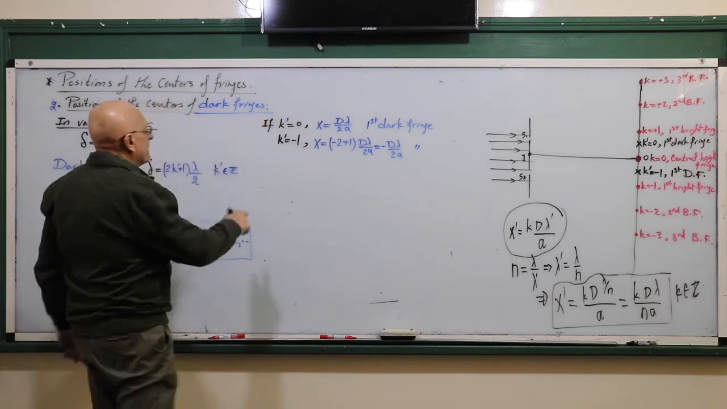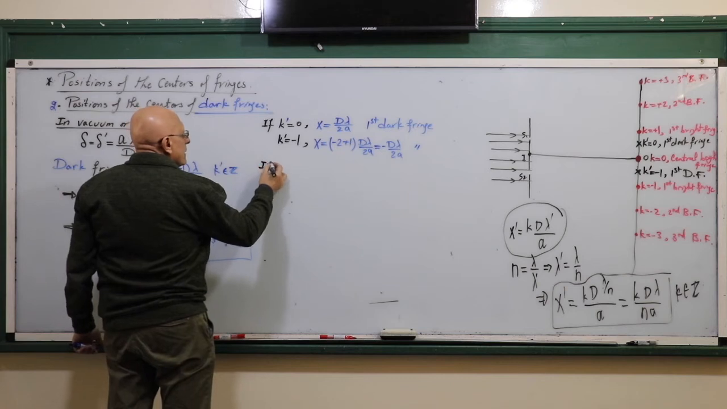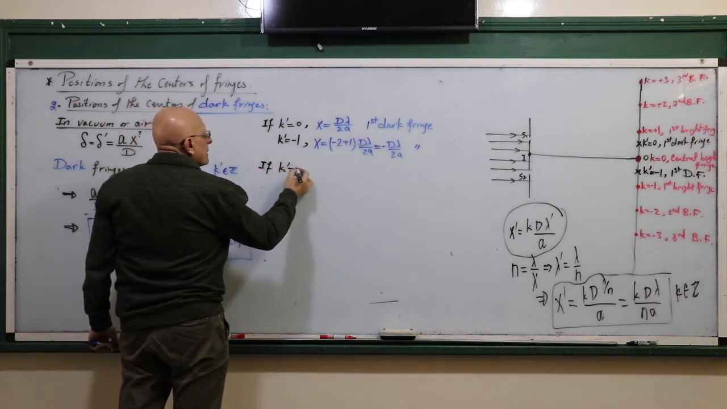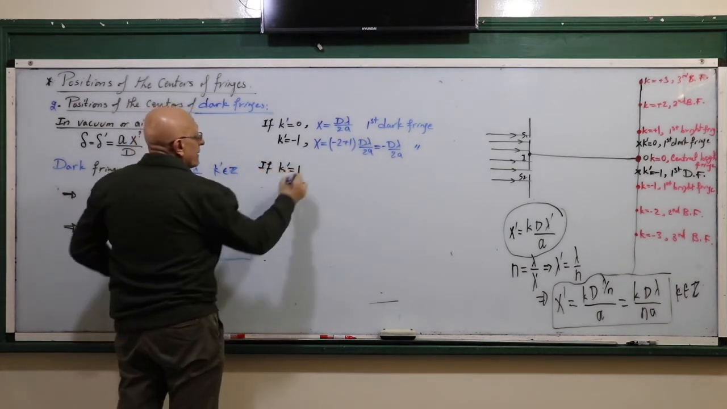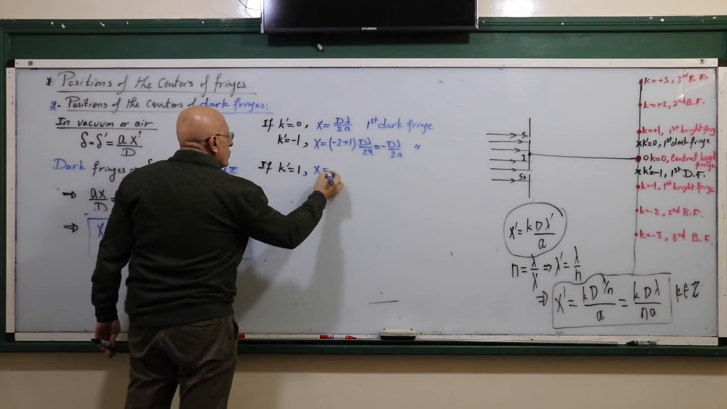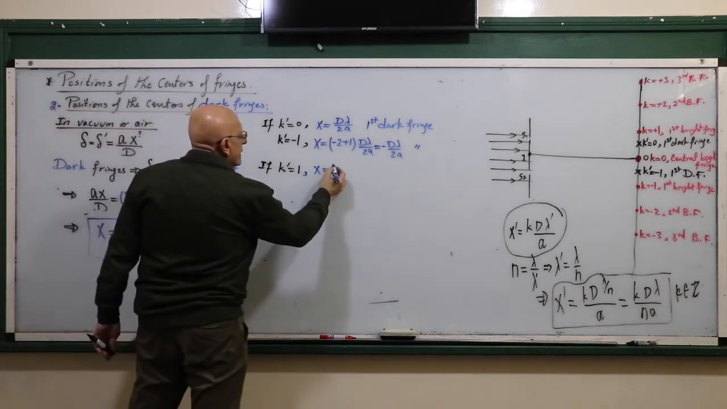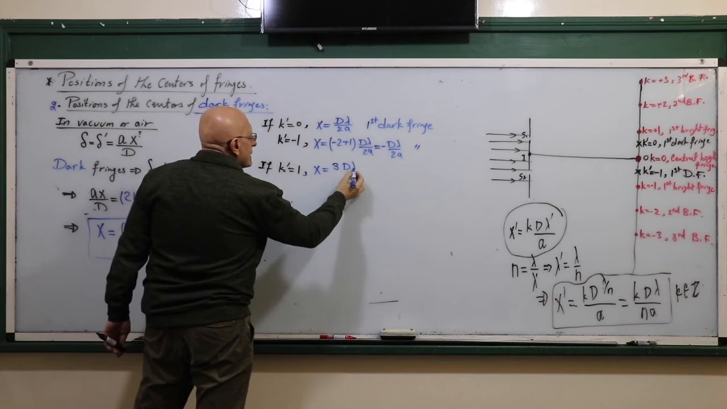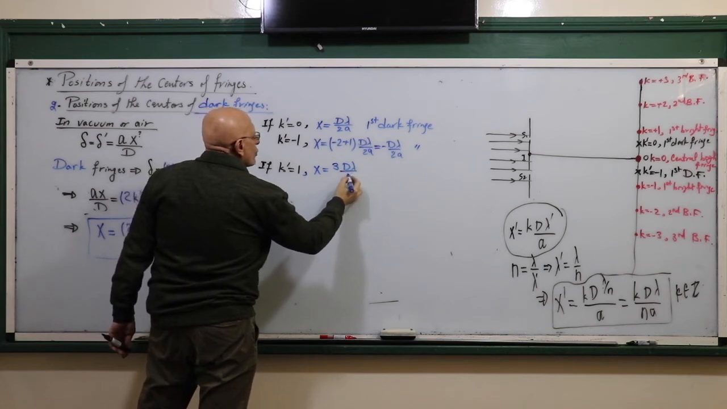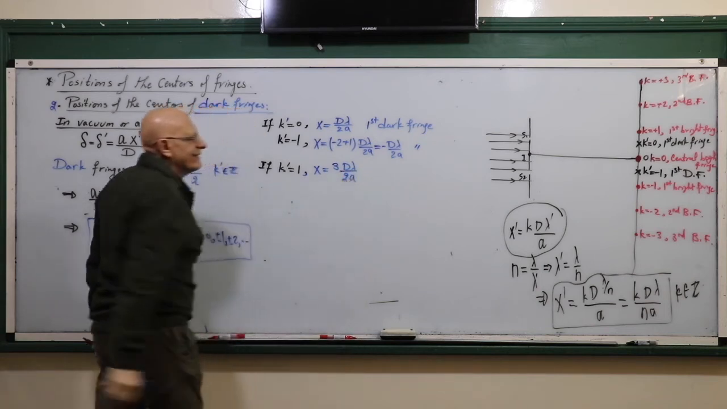Let's take the second one. If K prime equals 1, then X equals, substitute 1, you get 2 plus 1 is 3 d lambda over 2A.